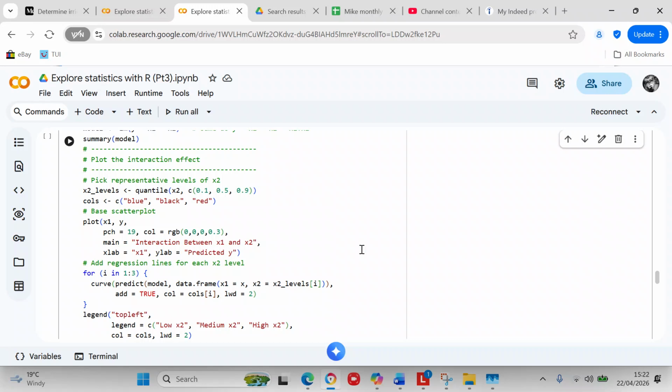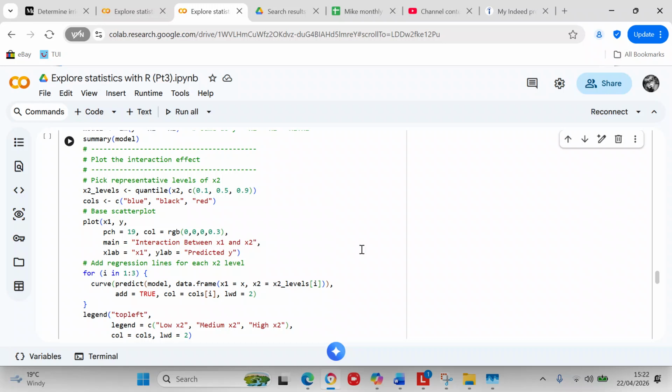Main equals interaction between X1 and X2. And xlab, that's your label on your x-axis, is X1. And ylab, that's the label on your y-axis, is predicted Y. So we're going to add a regression line for each X2 level. So for i in 1 to 3. And so basically what we're creating is a for loop. You're going to put a curve in there.